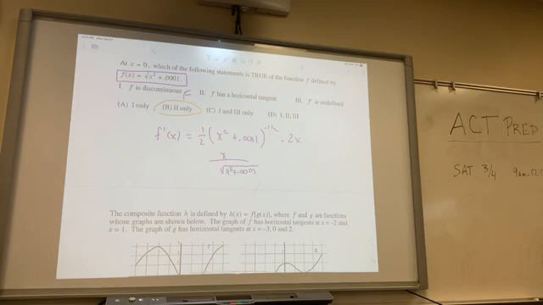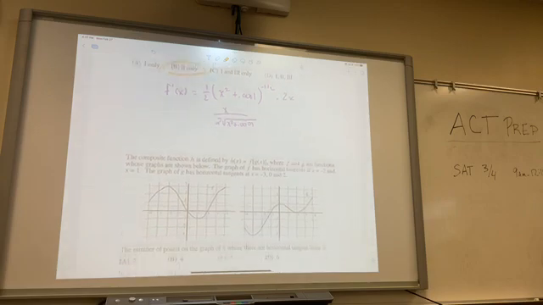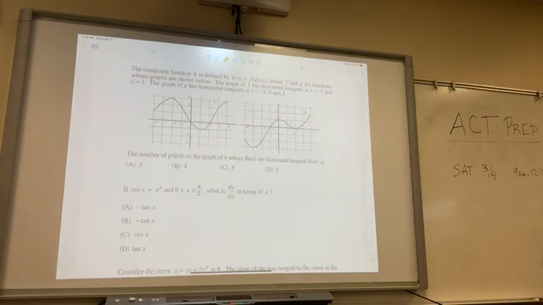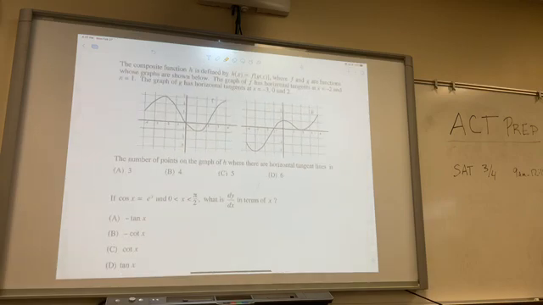X, 2 cancel out. Hey, f prime of 0 is a horizontal tangent, so it has to be 2 only. Look at that. All right, fine.